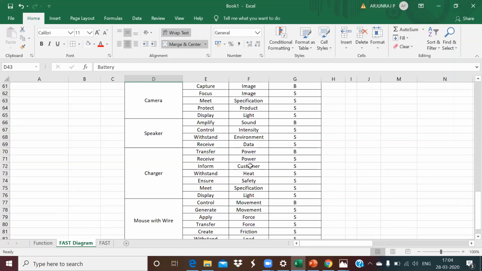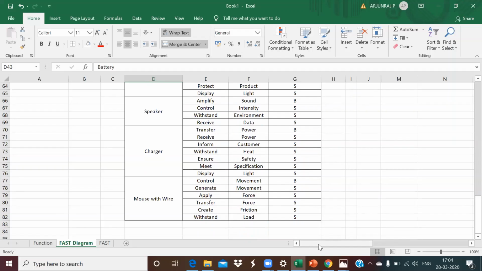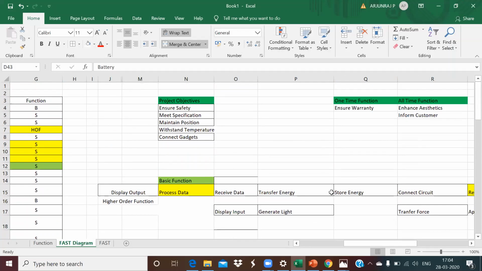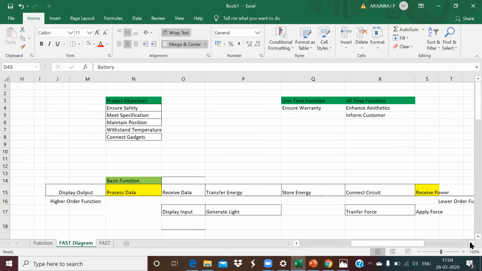It will transfer power, receive power, and the mouse is to control movement. It's the basic function. The other functions are generate movement, apply force, etc. So with this, we went with the FAST diagram where we found this is the more optimized one. Still, we can also come up with a modified FAST diagram, but at this point of time, we found this is the most optimal.